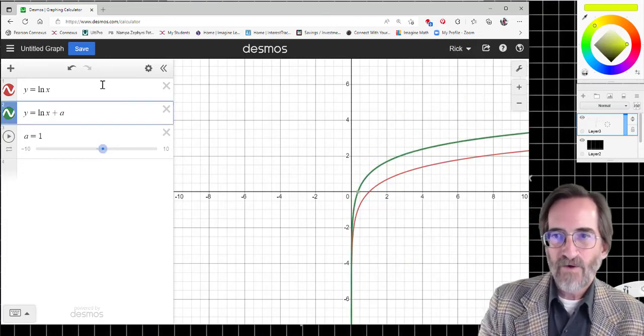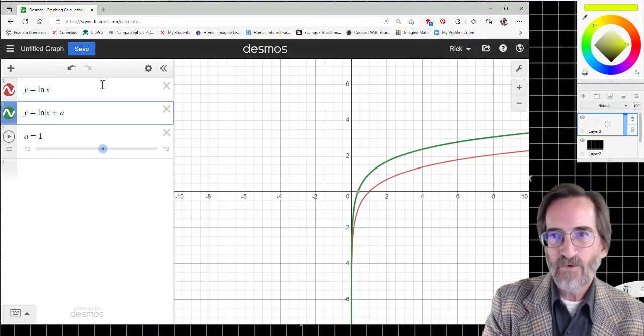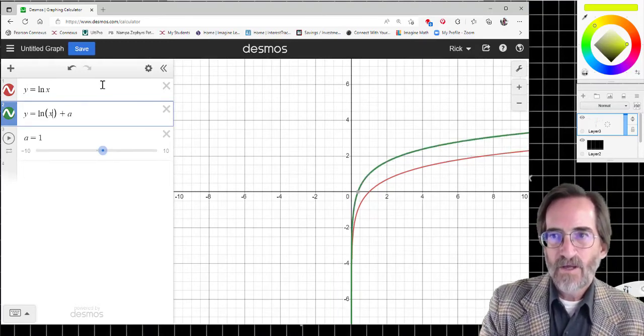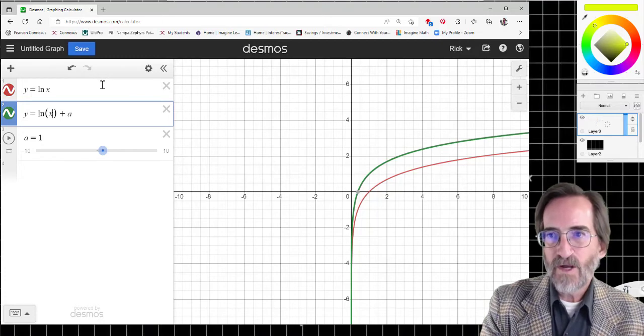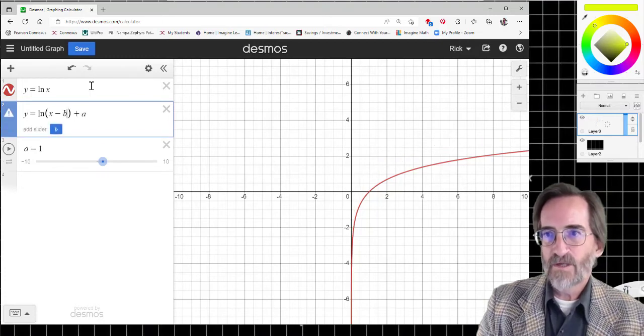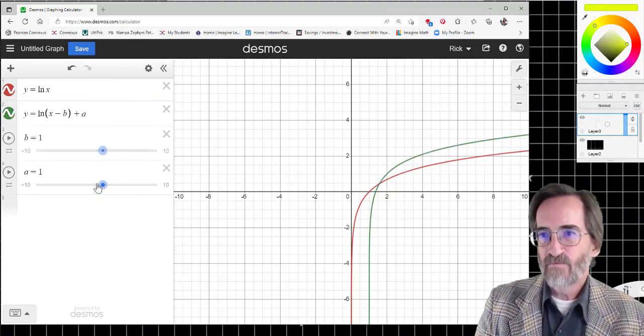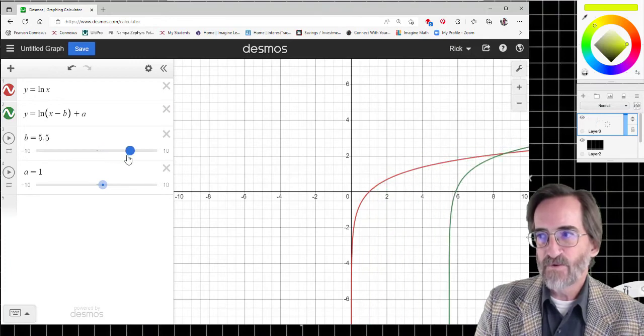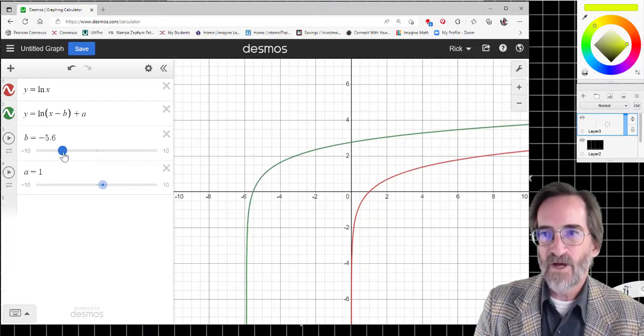If I want to move it right or left, I put a parenthesis around the x, and I can move it to the right by subtracting b. Put a slider for b. As b moves right, it moves right. As b moves left, it moves left.